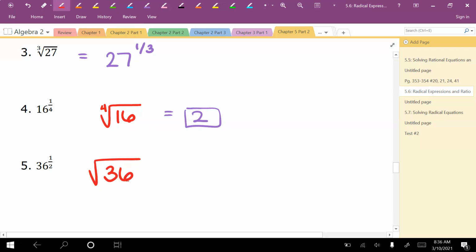So this should have just been the square root of 36. You could put a 1 next to 36, put a 2 out in the corner of the radical sign if you want to. What is the square root of 36 though? 6.